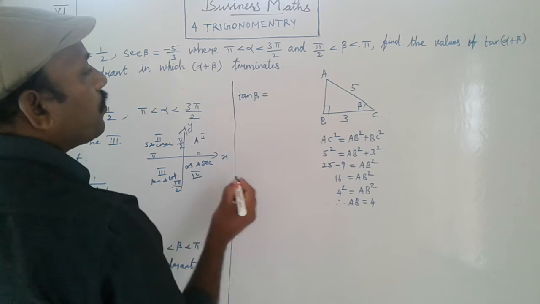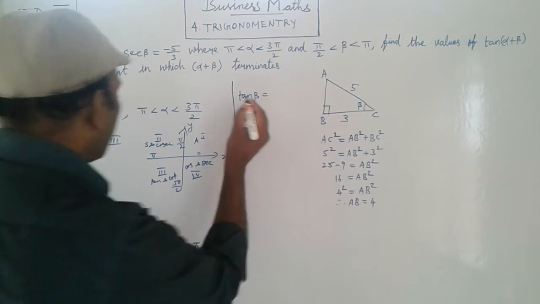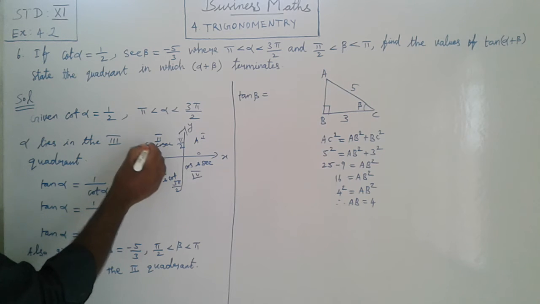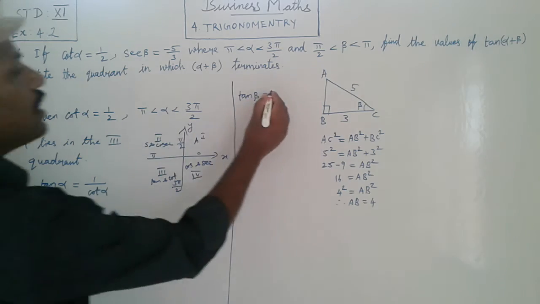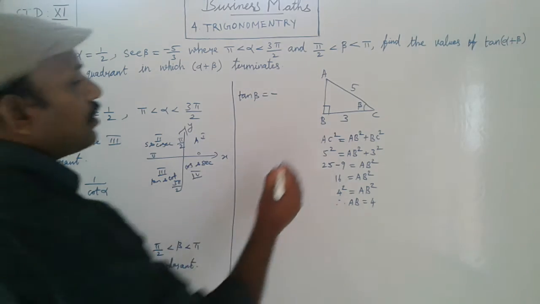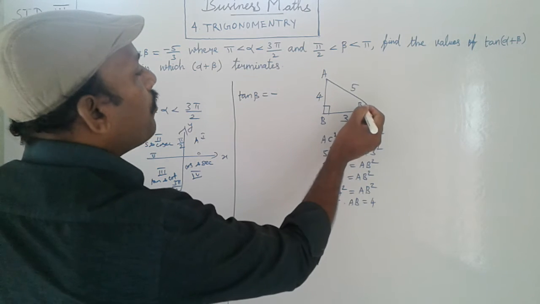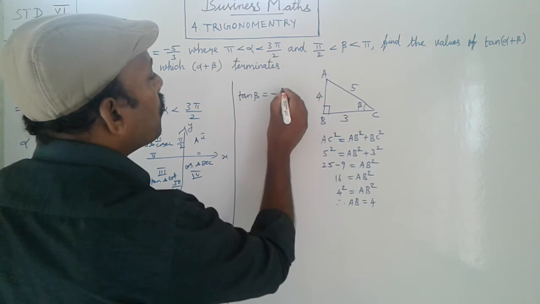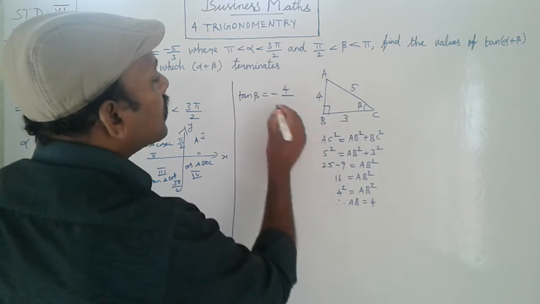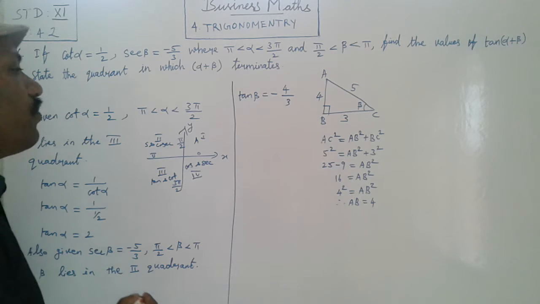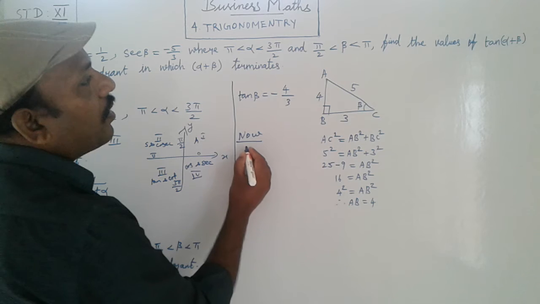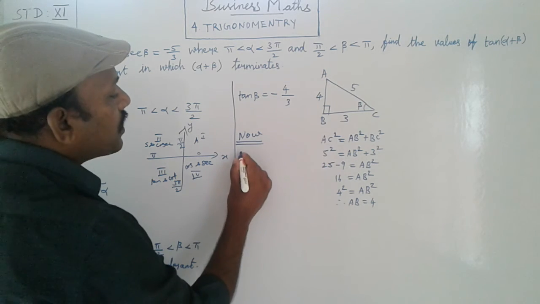So we should find the tan beta value. Beta is in the second quadrant, where only sine and cosecant are positive and the remaining are negative. So it is minus. Tan beta is opposite divided by adjacent. Opposite is 4, adjacent is 3. So tan beta is minus 4 by 3. Now we should find tan of alpha plus beta.